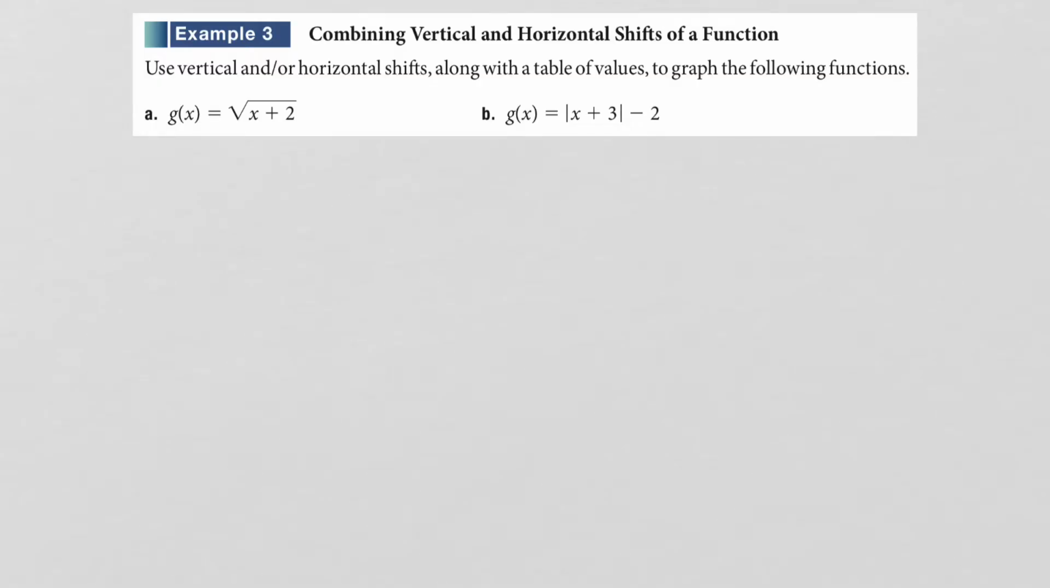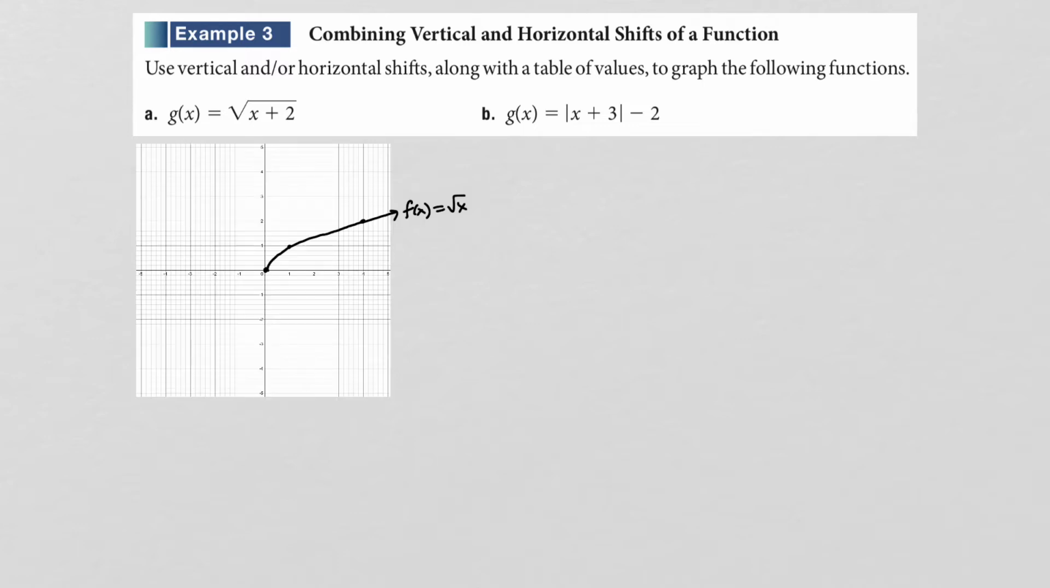Now we're going to talk about combining vertical and horizontal shifts of a function. So for the first function here, we want to graph g of x is equal to the square root of x plus 2. So let's remind ourselves what the square root graph looks like. So here is what f of x equals the square root of x looks like. So when we graph the square root of x plus 2, the plus 2 is on the inside of the function. So this is going to move the graph left 2 units.